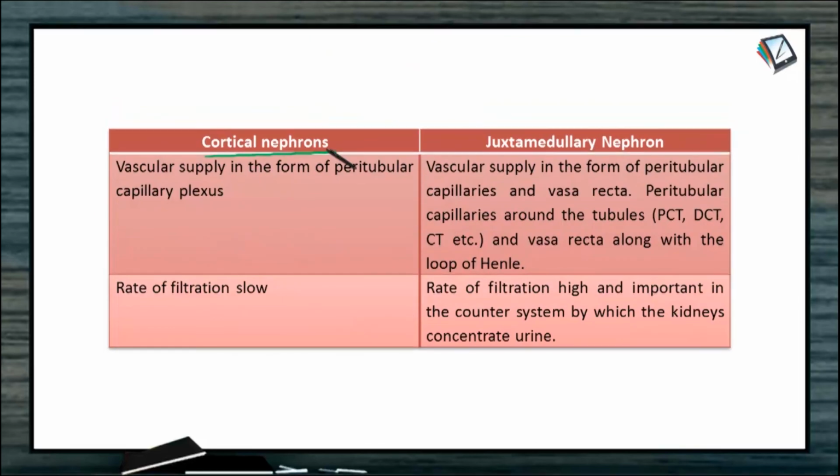In cortical nephrons, the vascular supply is in the form of a peritubular capillary plexus, whereas in juxtamedullary nephrons, the vascular supply is in the form of peritubular capillaries as well as vasa recta. Peritubular capillaries are around the tubules such as the PCT, proximal convoluted tubule, DCT, distal convoluted tubule, and CT, collecting tubule, and the vasa recta run along the loop of Henle. In cortical nephrons, the rate of filtration is slow, whereas in juxtamedullary nephrons, the rate of filtration is high and is important in the countercurrent mechanism by which the kidneys concentrate urine.